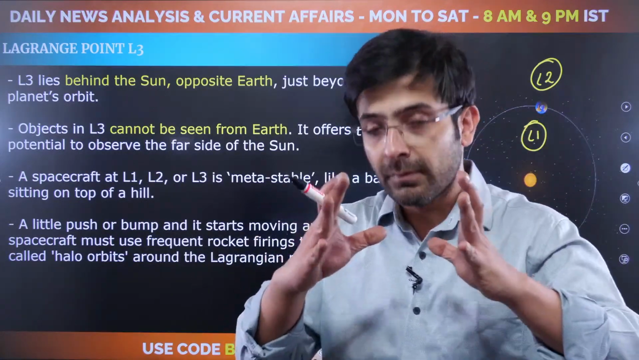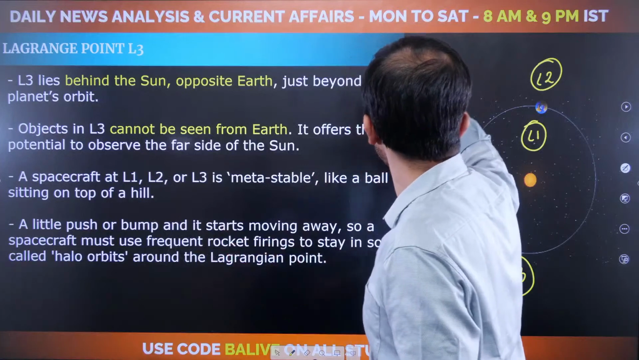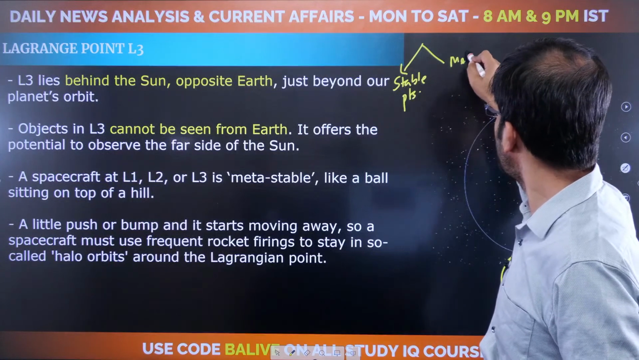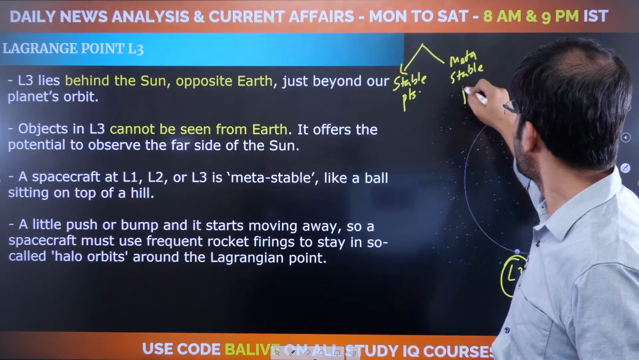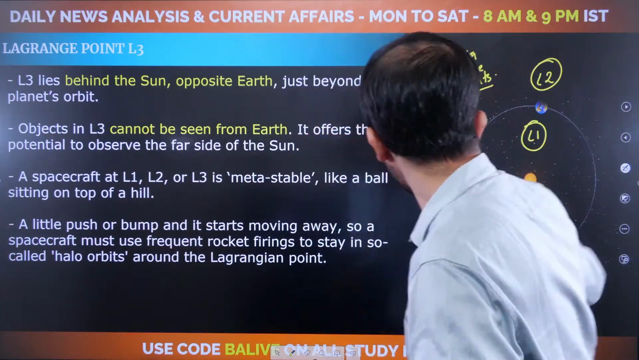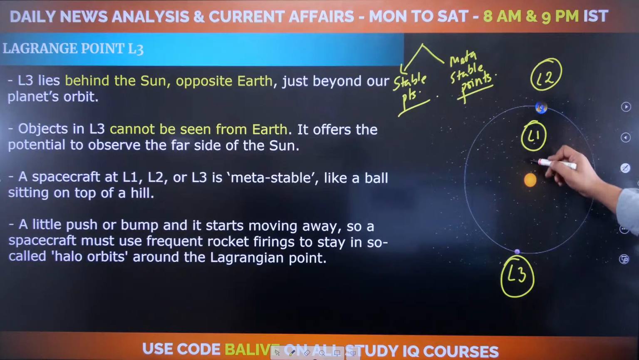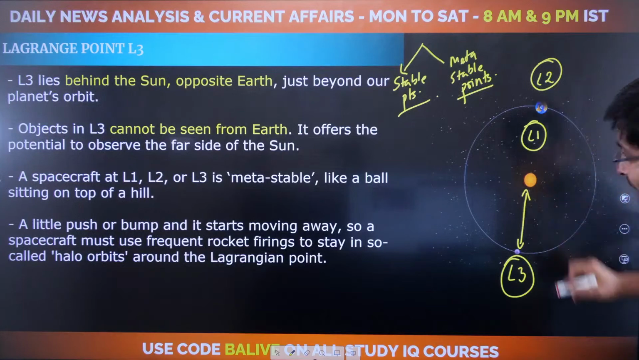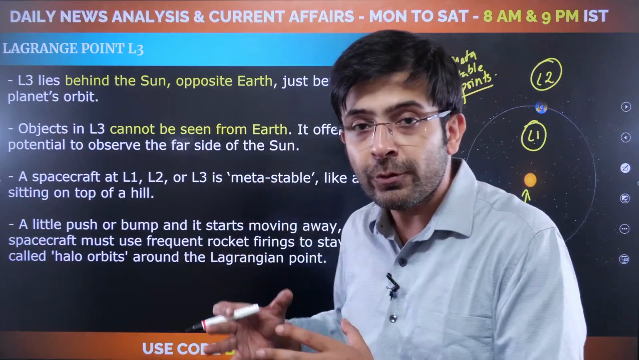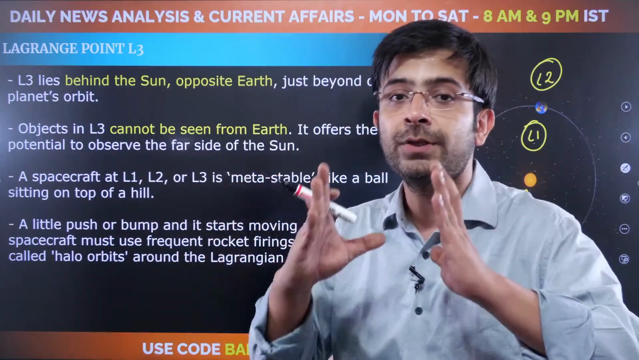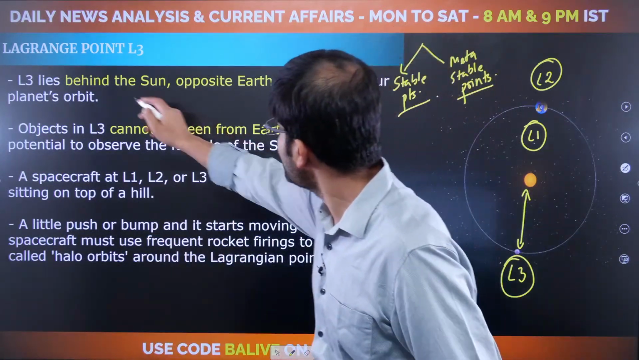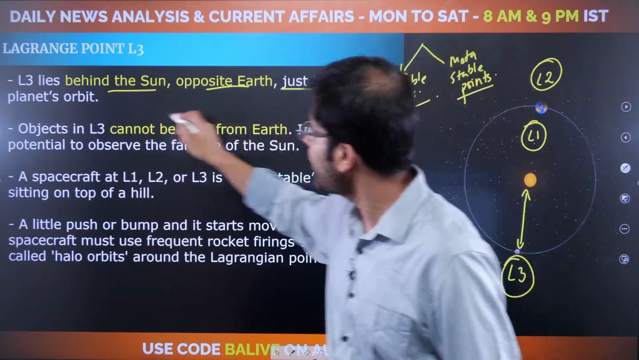When you study Lagrange points, what you're studying is two types: one are called stable points, and the other are called metastable points, right? We'll understand very quickly what stable and metastable points are. So now when you go behind the Sun, do you realize what's happening here? You are essentially getting again into a zone of balance, but it's a very precarious balance. So you need to quickly use your thrusters from time to time to make sure that you stay in that balance, or else once again you go out of the L3 zone. So L3 lies behind the Sun, opposite Earth, just beyond our planet's orbit.